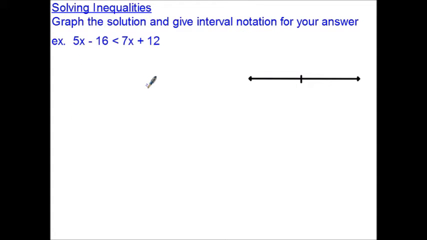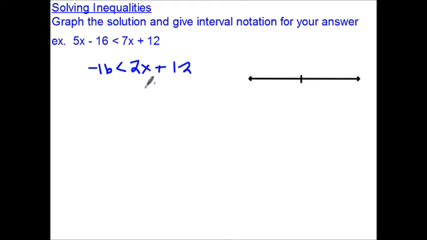Now, with solving inequalities, nothing much is going to change in terms of the work that you do. Just the difference here is going to be the way you express your answer. So with this inequality, you have basically 4 choices of what you want to do. I'm a big fan of getting rid of the smaller variable first, so I'll subtract 5x from both sides, give me -16 is less than 2x plus 12.